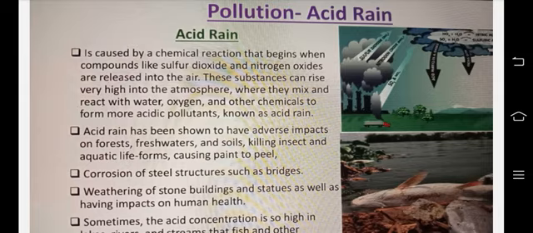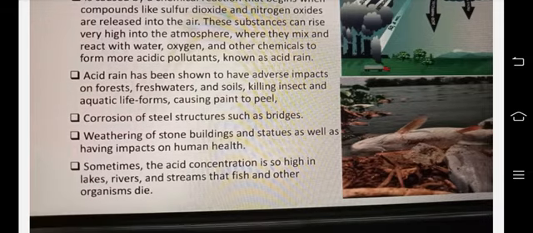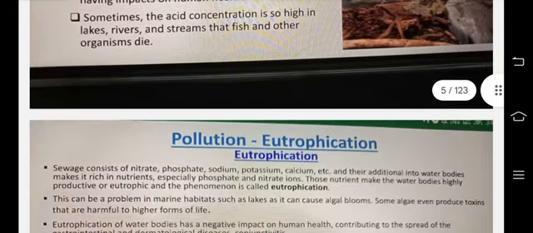Acid rain has been shown to have adverse impacts on forests, freshwater, and soils, killing insect and aquatic life forms, causing paint to peel, corrosion of steel structures such as bridges, and weathering of stone buildings and statues, as well as having impacts on human health. Sometimes the acid concentration is so high in lakes, rivers, and streams that fish and other organisms die.